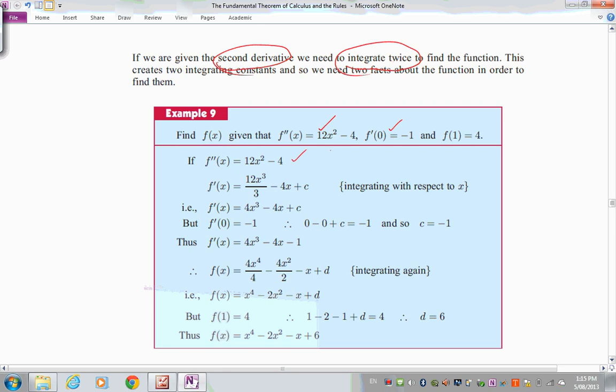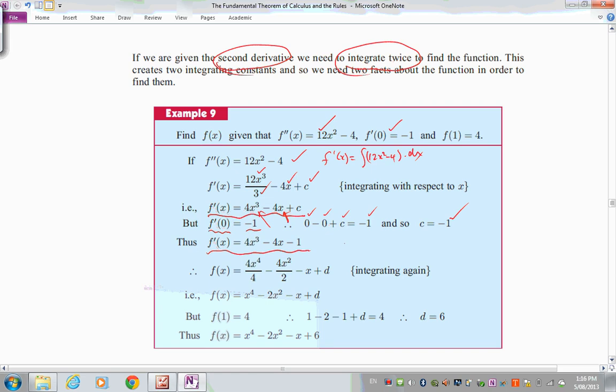I'd like to have a step: f dash x is the integral of 12x squared take 4 dx, and then do the process. Increase the power by 1, divided by the new power. Integral of -4 is -4x plus c. Now substitute in, so there's the function. We're given some information: f dash of 0 is -1. So let's put 0 in place of x. Then c has to equal -1. So c is -1, and we've found the actual derivative, not just the family.